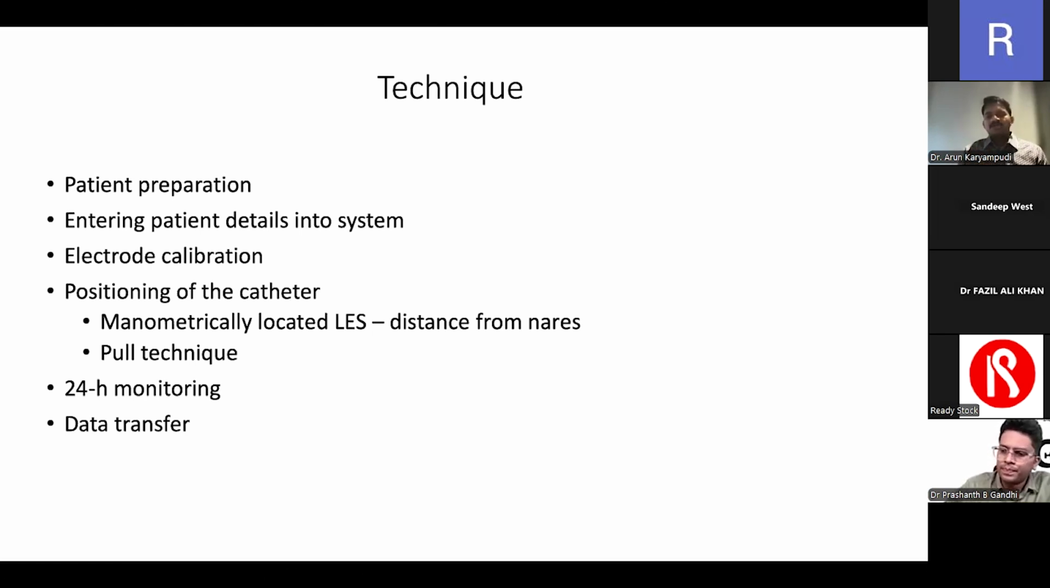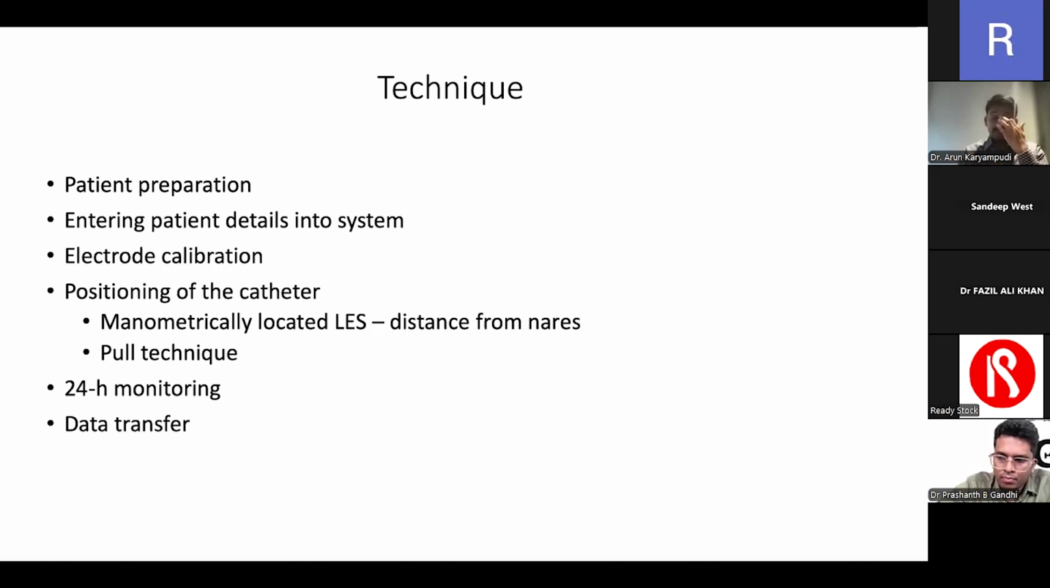Once you are done, you start the record, and then you send the patient home. You can call him back after 24 hours, and then you do a data transfer. Then you analyze the report. One more important thing I would like to tell here: before you send the patient home, or when you admit the patient, instructions are very, very important.